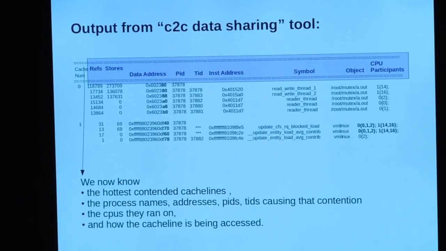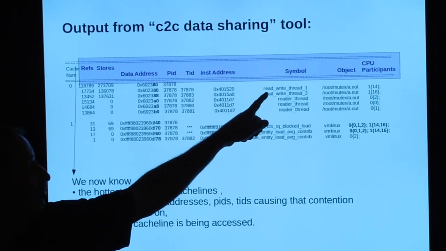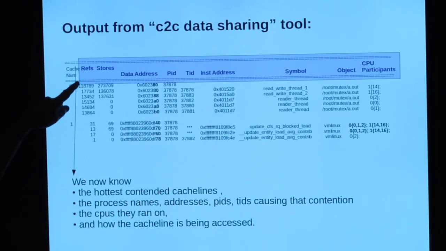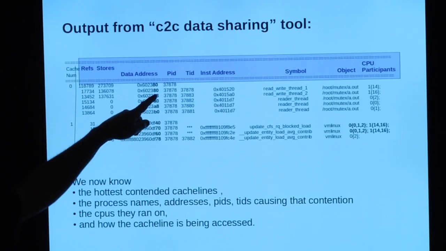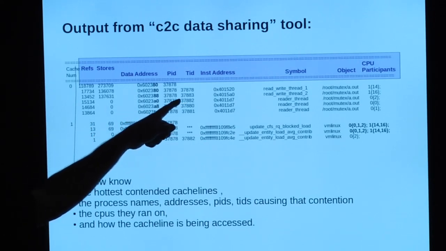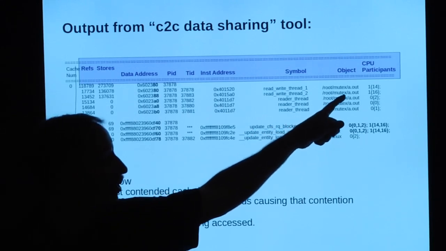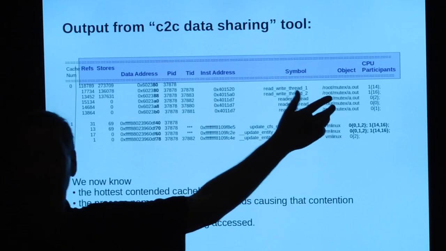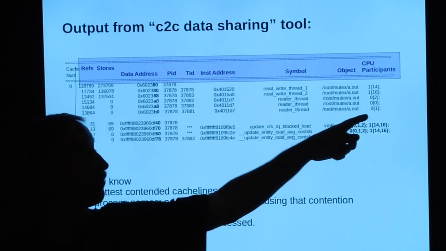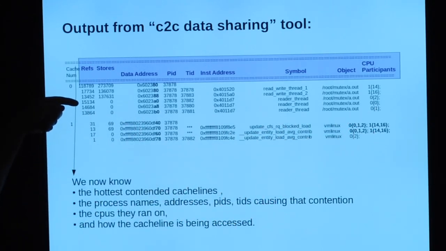Again, the cache-to-cache sharing tool shows us we have read-write thread number 1 and read-write thread number 2. They are doing lots of stores, reads and stores to that data address that ends in 80 and address that ends in 88. Here's the process ID and the thread ID, 2 different threads. Here's the program and the program name and the CPU number as well as a node. And then the 3 reader threads. They're running on a different node, different CPUs, and they are primarily doing all reads. And this really shows the tugging back and forth.